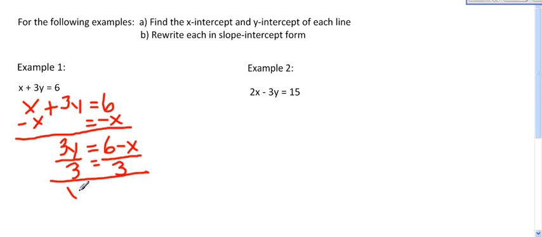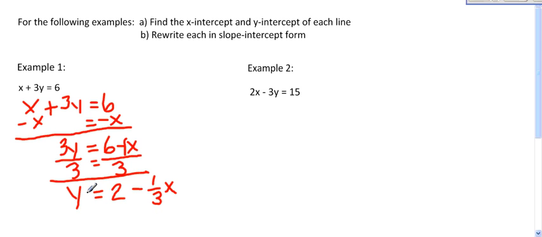When we work this out, the 3's will cancel. You'll be left with y equals 6 divided by 3 is 2. This is negative x. Remember, for negative x you can really put a 1 here. So this is really saying negative 1 divided by 3. Negative 1 divided by 3 is going to give me negative 1/3 x.